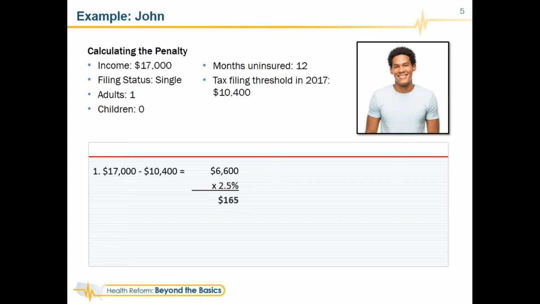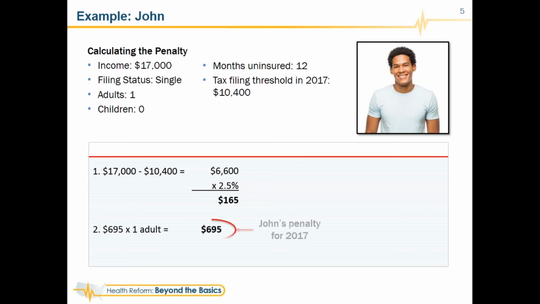So let's look at another example. We've got an example, John. John has income of $17,000 and he is single. He's the only adult in the home and he was uninsured for the entire year. His tax filing threshold for 2017 is $10,400. So if he has income of that amount, that means he needs to file a tax return. So let's do the penalty both ways and see which way it makes sense for John.